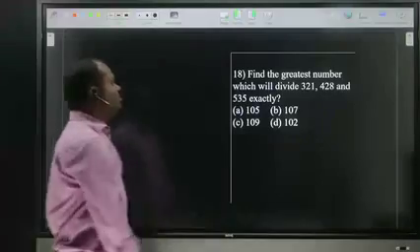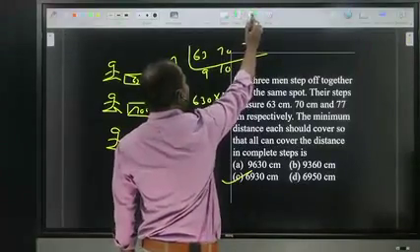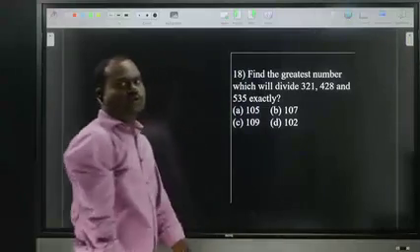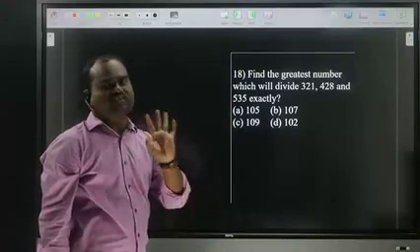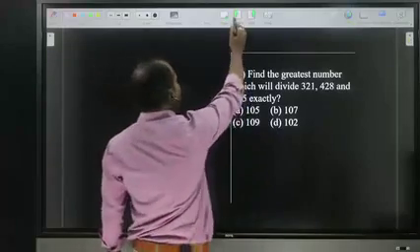Now, up to now, these were LCM based examples. Okay? LCM based. First, the LCM based ones.